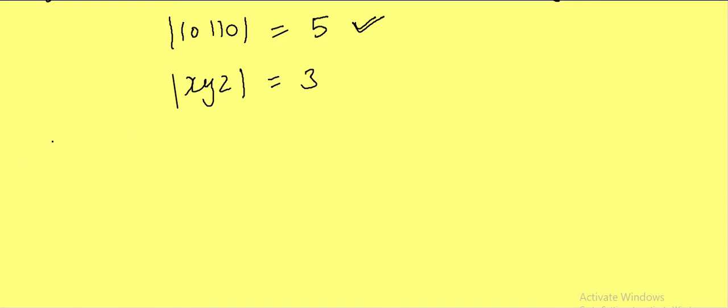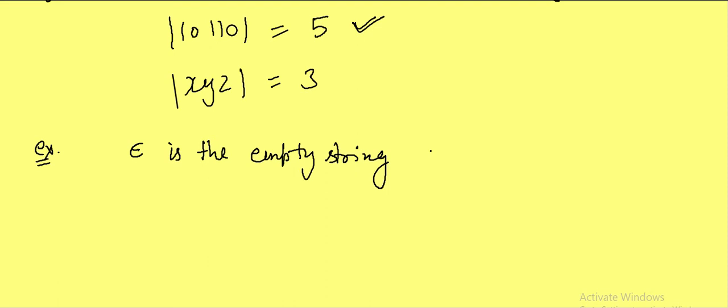Now the interesting thing is, if we have a string which is epsilon, the empty string, can you guess the length of this string? The length of this string is 0, because this is an empty string, which has length 0.